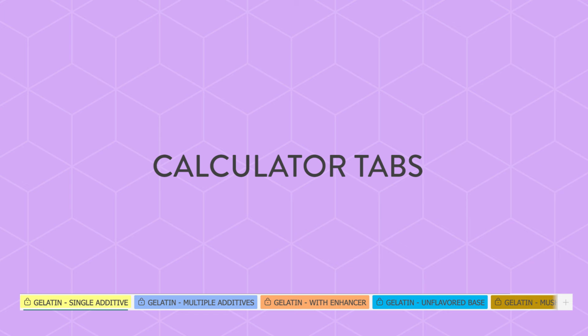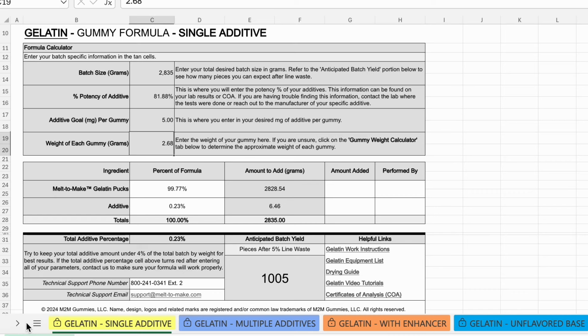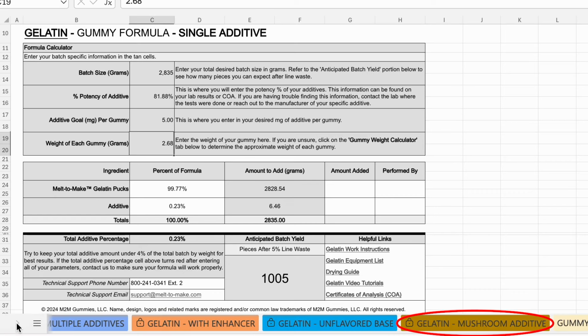Calculator tabs. All of our calculators have a variety of optional formula tabs for adding in a multitude of additives, colors, and flavors. Along with our classic single additive formula, you will now find a formula calculator for multiple additives, which accommodates up to 4 additive ingredients, an enhancer formula with room for up to 4 additive ingredients plus one of our enhancer flavors, an unflavored tab which allows you to add up to 4 additives along with your choice of color, flavor, and an optional enhancer flavor, and a calculator specifically designed for mushroom additives with room for up to 3 additional additives along with your mushroom input.